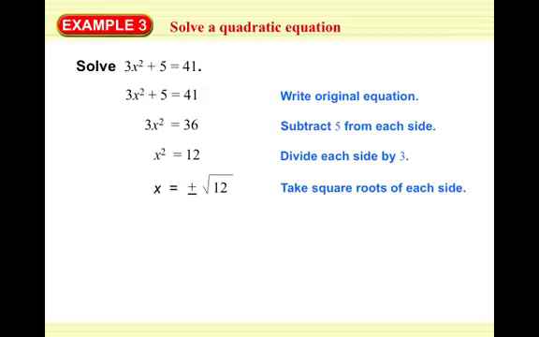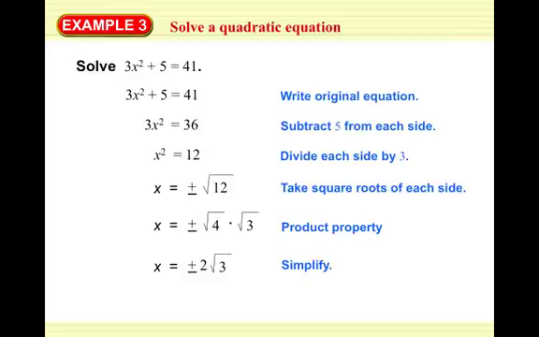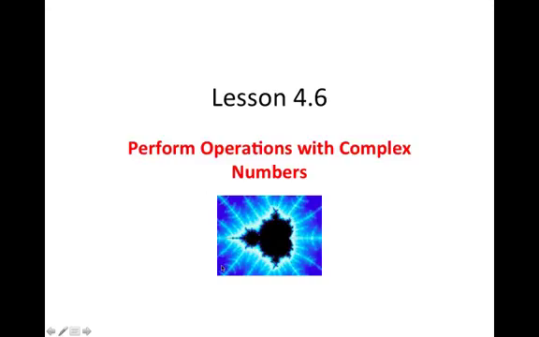Now I simplify square root of 12. I use the product property to write square root of 12 as square root of 4 times square root of 3. So I have x equals plus minus square root of 4 times square root of 3. Square root of 4 is 2. And so I get x equals positive or negative 2 square root of 3. So you have two solutions, 2 square root of 3 and negative 2 square root of 3. If you want to leave it written in the plus minus form, that's fine.